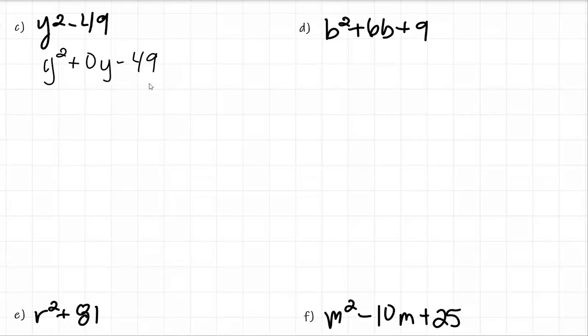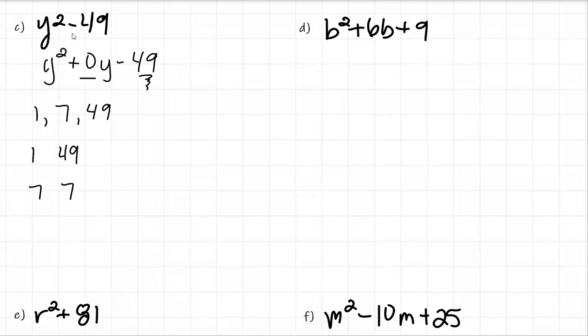Okay, so now we can do what we have been doing so far. What are the factors of 49 that add up to 0? Well, the factors of 49 are 1, 7, and 49. Those are the only factors. When I do these in pairs, I have 1 and 49, and then 7 times itself, because 7 squared is 49.